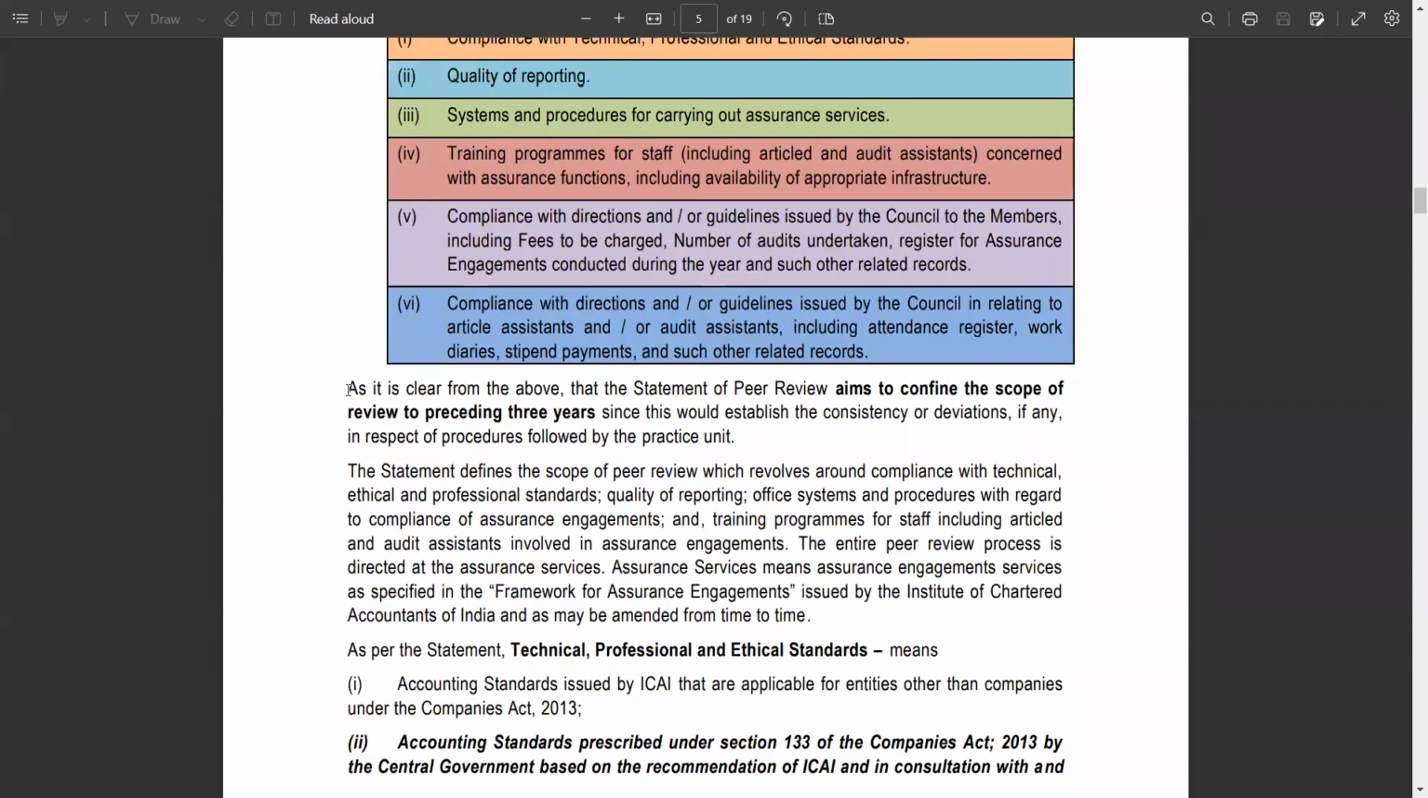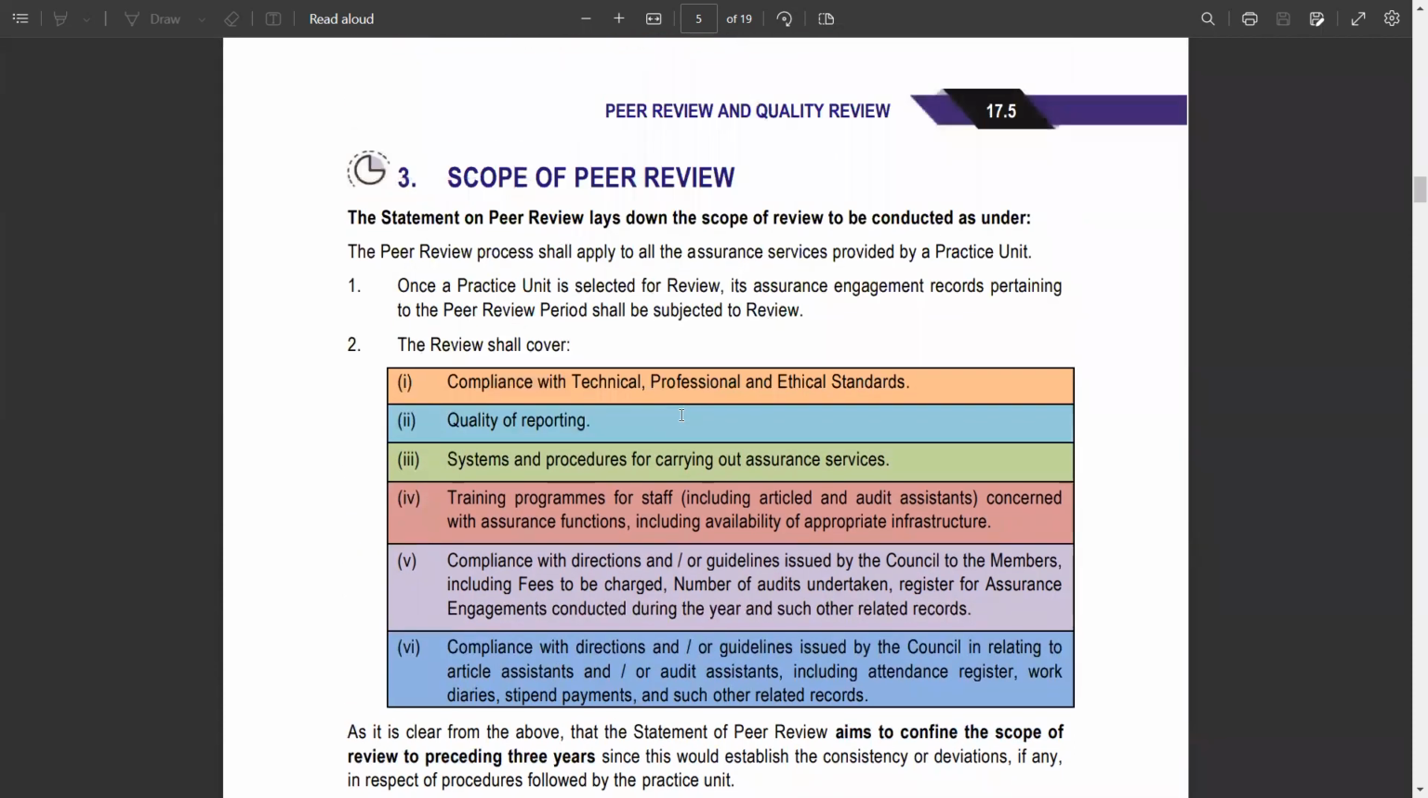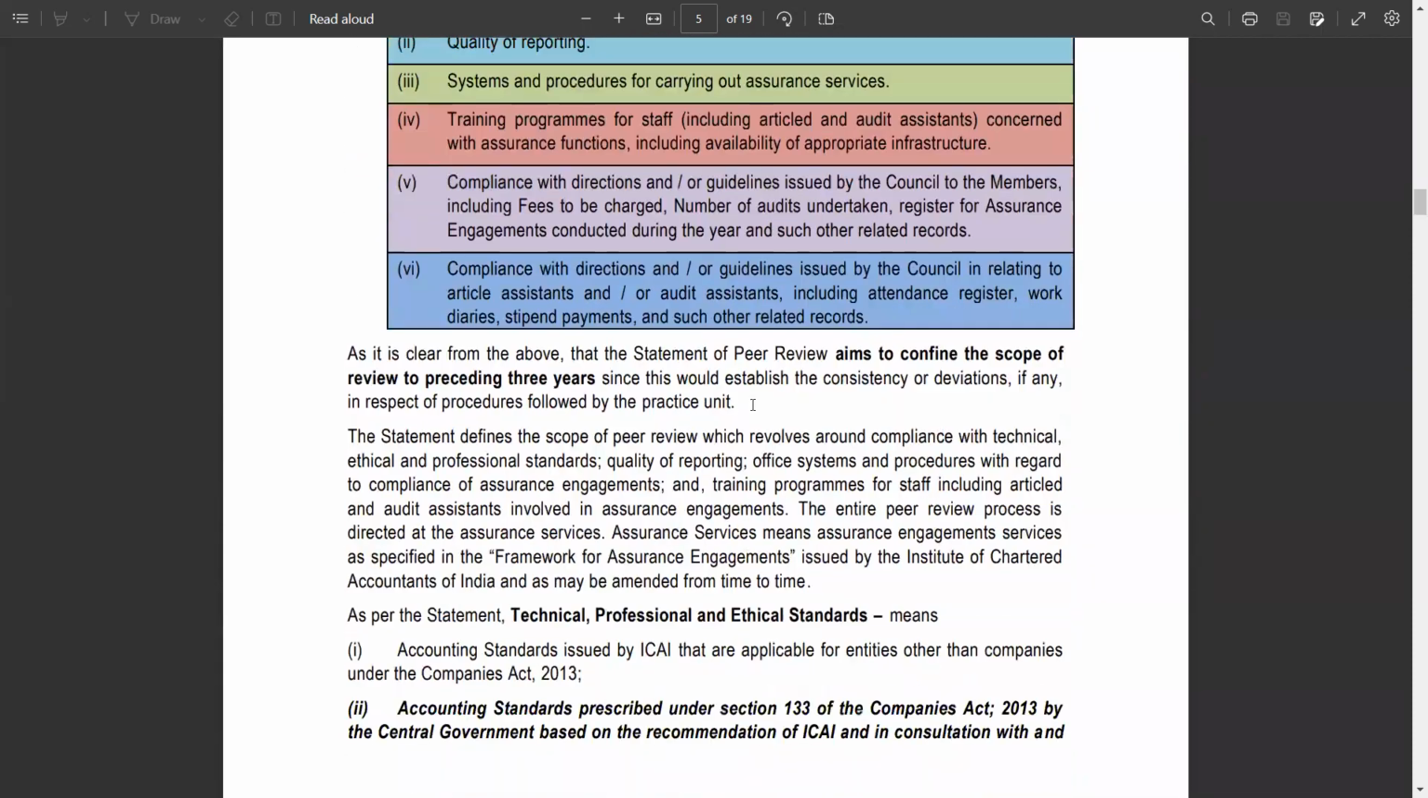Yeah, there's one more thing. As is clear from the above, the statement of peer review aims to confine the scope of review to the preceding 3 years. So all of this peer review is going to be done for the preceding 3 years, since it would establish consistency or deviations, if any, in respect of procedures followed by the practicing unit. So this is a point.